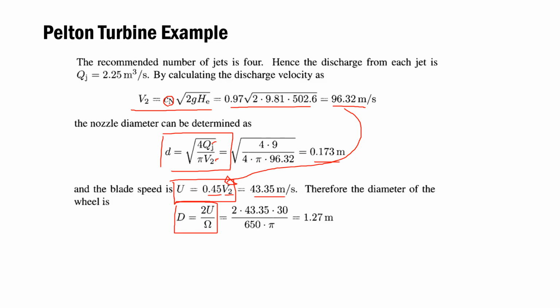And therefore the diameter of the wheel, the equation is D equal to U over omega, the shaft rotation. We have the shaft rotation value in the question, and we have calculated U here. Plug in the values into this equation, and we will get the diameter of the Pelton wheel equal to 1.27 meters.